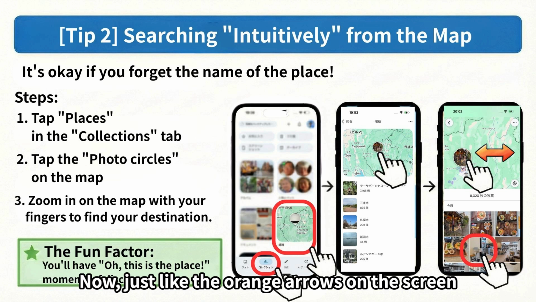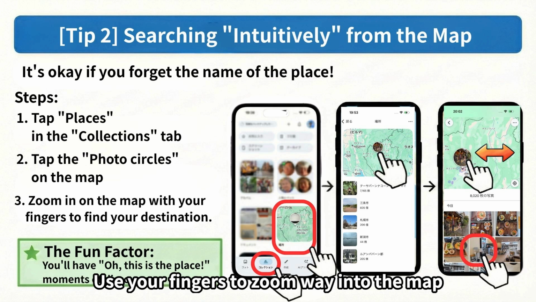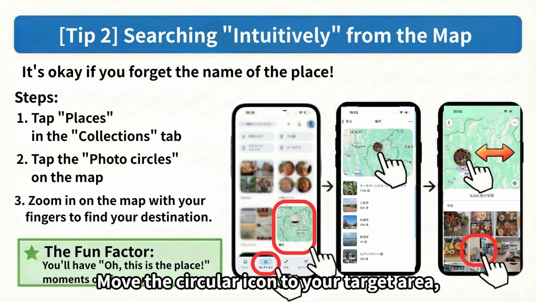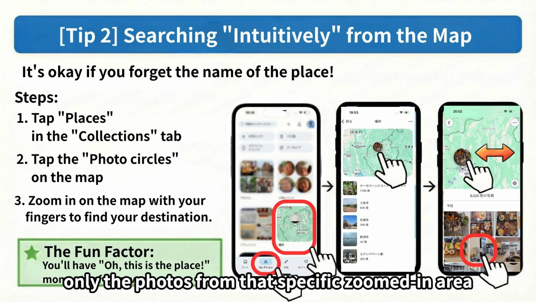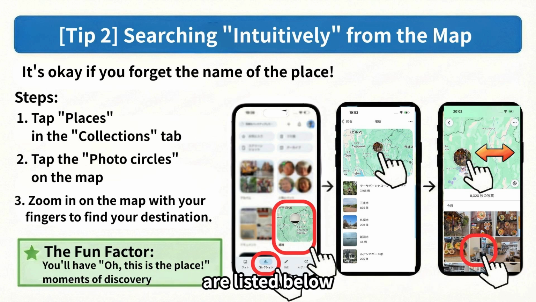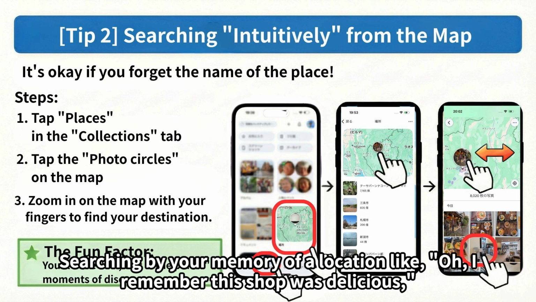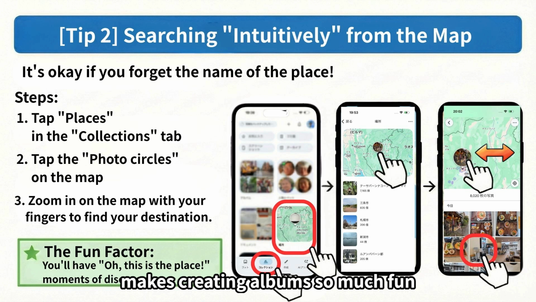Now, just like the orange arrows on the screen, use your fingers to zoom way into the map. Move the circular icon to your target area. And look at this. Only the photos from that specific zoomed-in area are listed below. Searching by your memory of a location, like, oh, I remember this shop was delicious, makes creating albums so much fun.